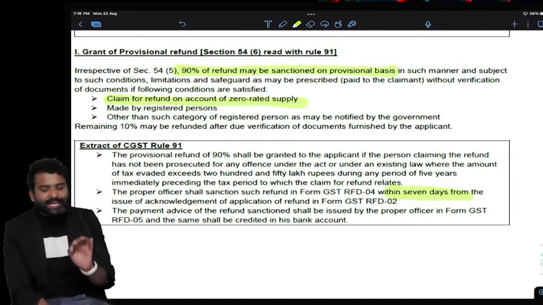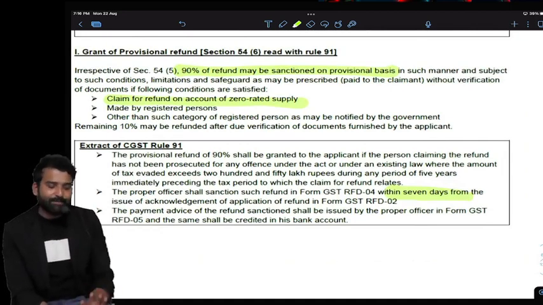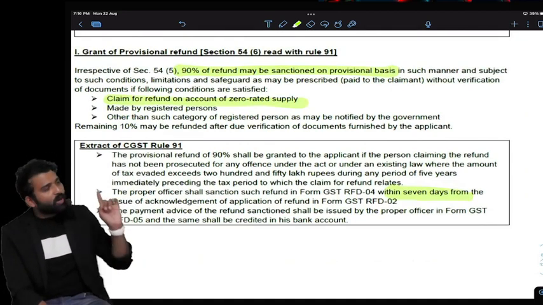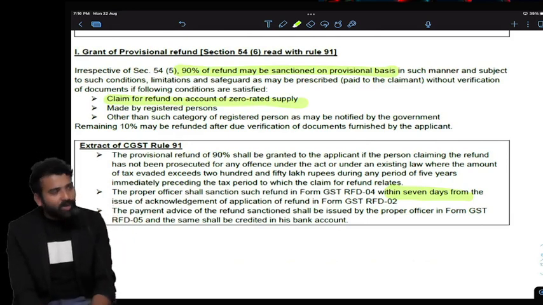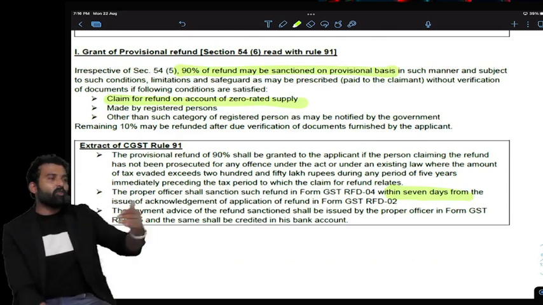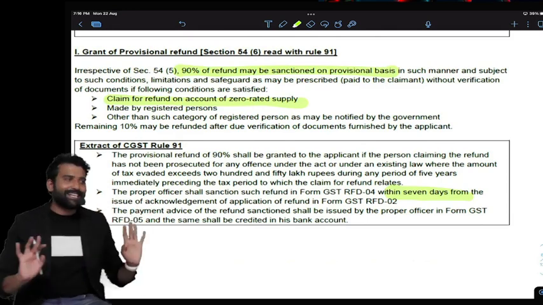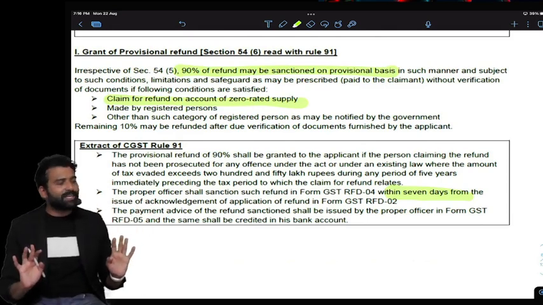Actually, in case of provisional refund, it is 90%. Without verification, only for exporters. The provisional refund clause is only for exporters. Others, it will be 60 days. They will not be eligible for provisional refund.